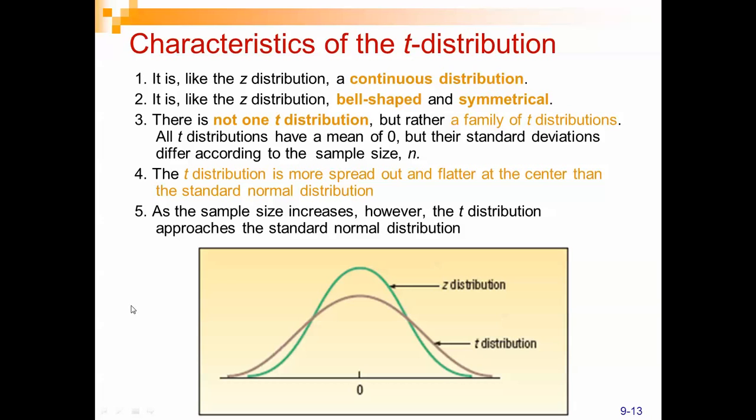Unlike the z distribution, which only has the one distribution, there is not one t distribution. The t distribution has a family of t distributions, and all t distributions have a mean of 0, but their standard deviations differ according to the sample size of n. The t distribution is more spread out and flatter at the center than the standard normal distribution, which is what we're showing here, the difference between the two. As the sample size increases, the t distribution approaches the standard normal distribution, though.